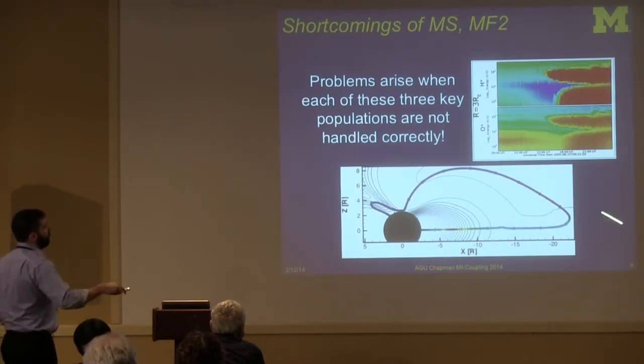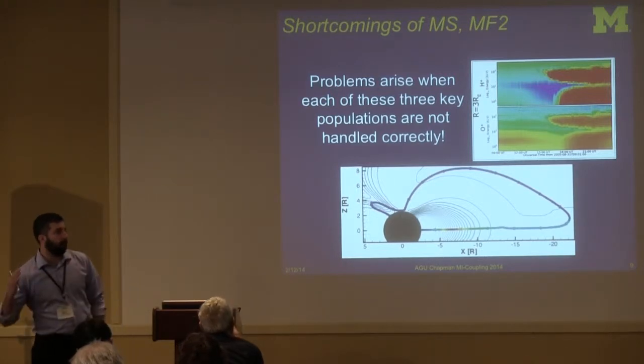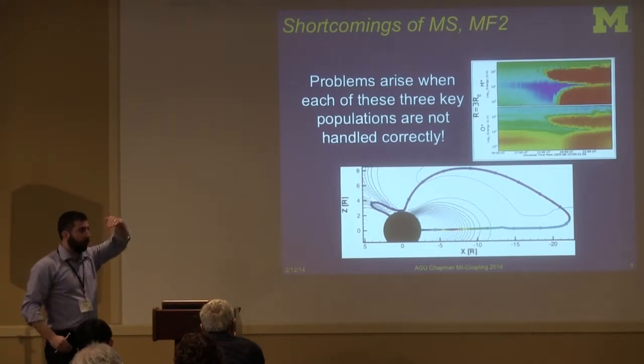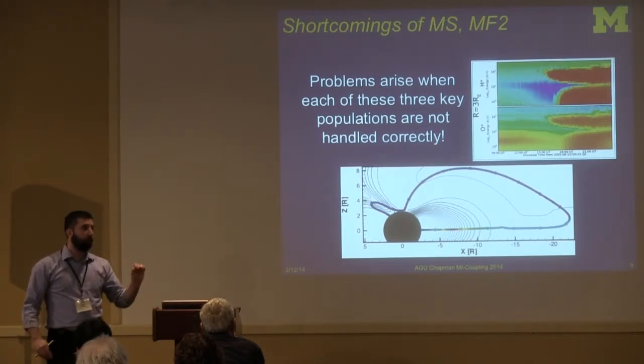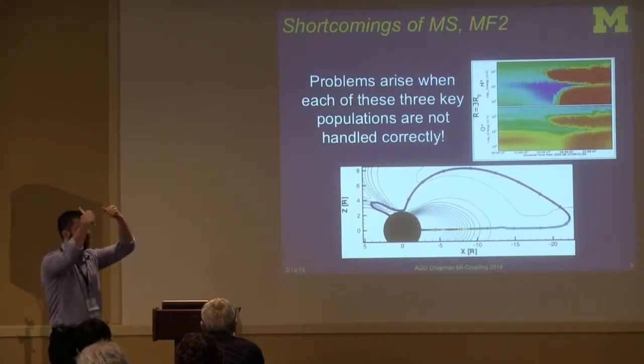Let's suppose that you don't separate out the ionosphere and the solar wind populations. In the cusp, you have upflowing ionosphere plasma and downflowing solar wind plasma. And if you have one momentum equation between the two, they reach an equilibrium and they stop.